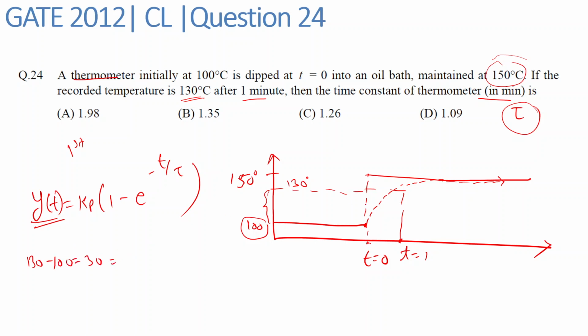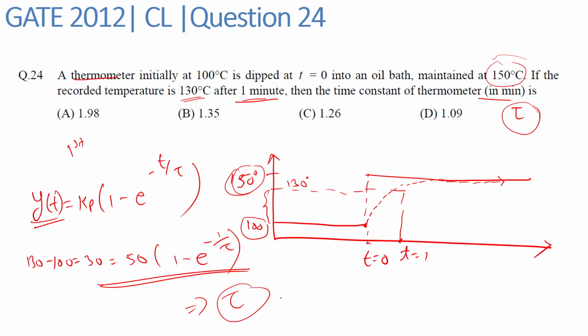Kp is the process gain, that is from 100 we are changing the input to 150 degrees Celsius, so the process gain was 50. Time we have been given as 1 minute, upon tau. So we solve this equation, and corresponding to that we will be getting this time constant tau.